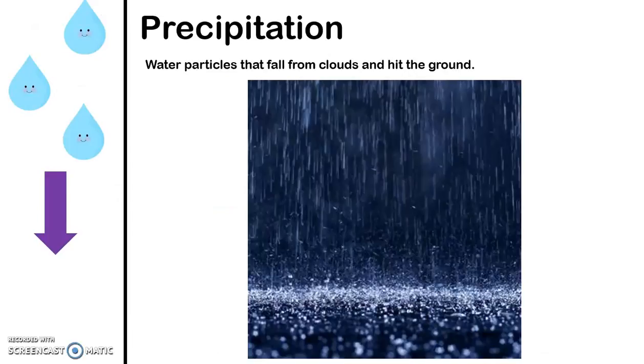Now we are at the precipitation stop. This is when the clouds get so full of water droplets from condensation that the cloud can't hold it anymore. So the water droplets fall to the ground as precipitation. Precipitation is more than just rain. It can be rain, snow, sleet, or hail. You can see our water droplets falling on the side.